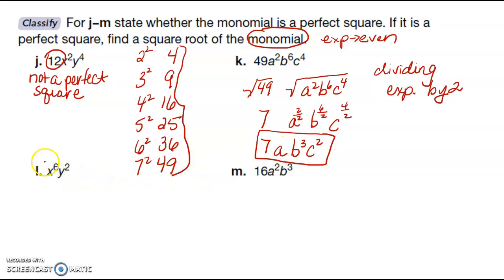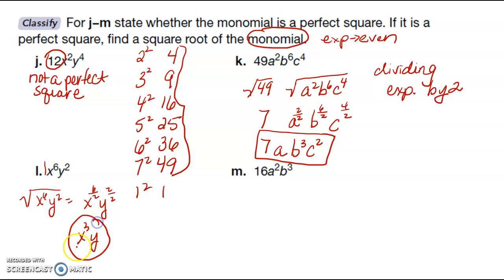Okay, since this has an invisible 1 in the front, and 1 squared is 1, we can take the square root of this. So the square root of x to the 6 y squared is going to be x to the 6 over 2, y to the 2 over 2, which is x cubed y. Okay, and let me change colors here. Here 16 is a perfect square, so I have the square root of 16, which is 4, but 3 is not even, so it is not a perfect square.